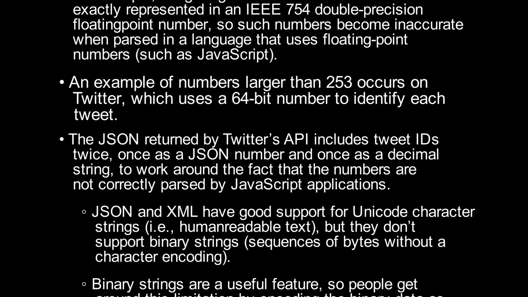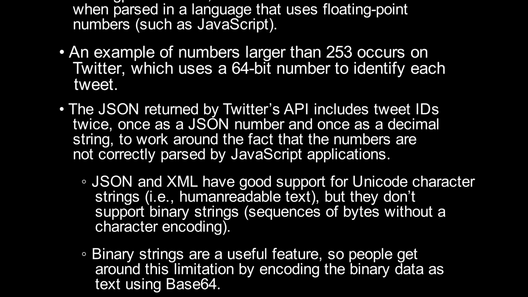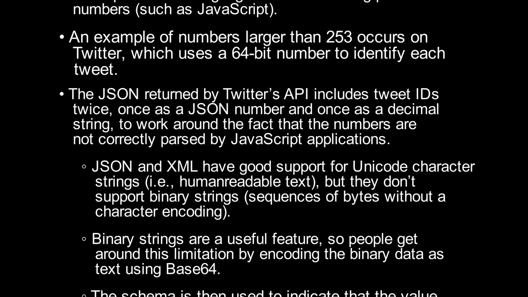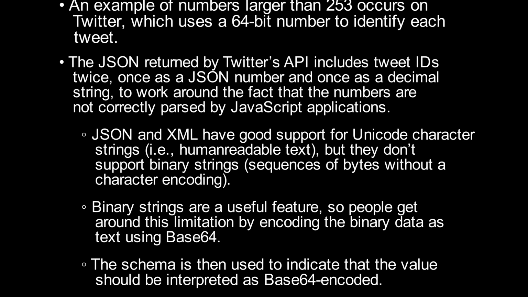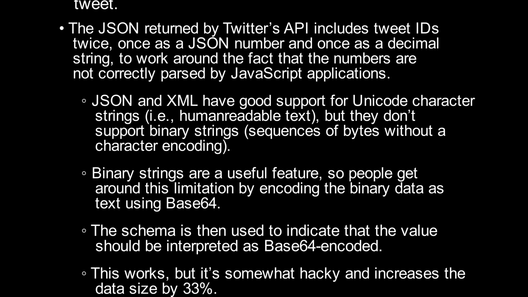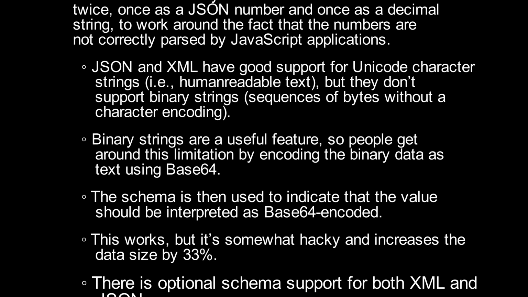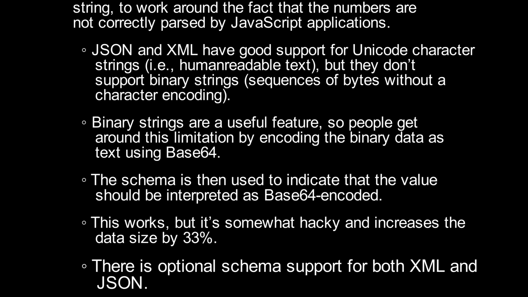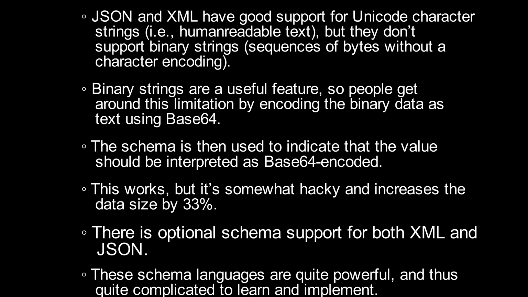JSON and XML have good support for Unicode character strings, i.e. human-readable text, but they don't support binary strings, sequences of bytes without a character encoding. Binary strings are a useful feature, so people get around this limitation by encoding the binary data as text using Base64. The schema is then used to indicate that the value should be interpreted as Base64 encoded. This works, but it's somewhat hacky and increases the data size by 33%.